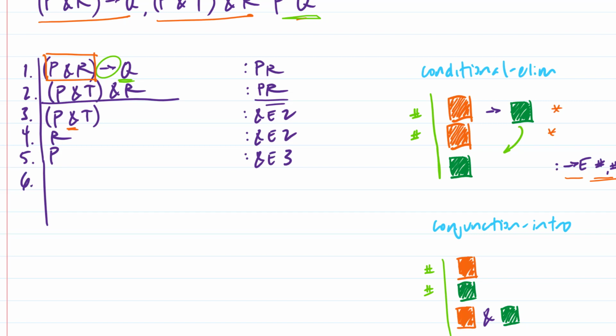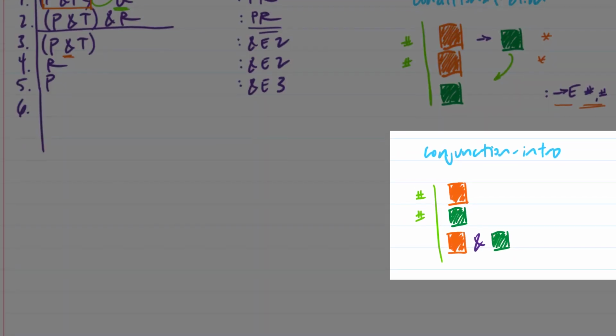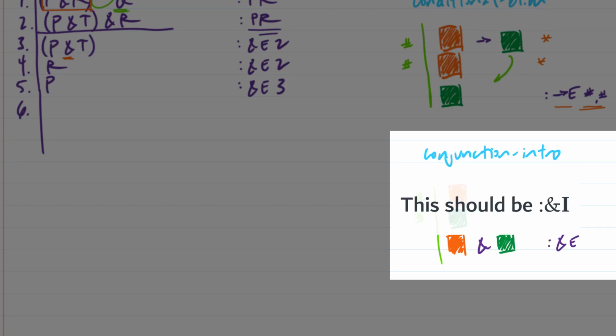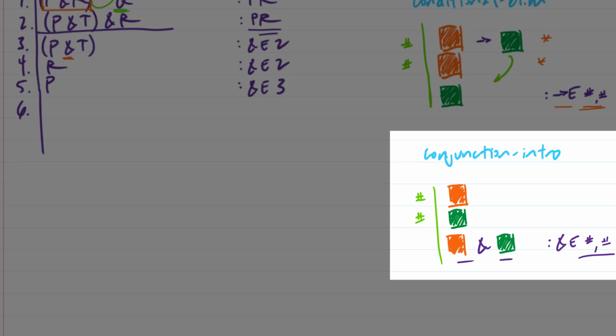Now that we have R on line 4 and P on line 5, we want to think about another rule, the conjunction introduction rule. The pattern for this rule is basically this. You have something on one line, you can repeat it, introduce an ampersand, take something on another line, and put it after the ampersand. That's conjunction intro, and we have to give both of the line numbers where the two original sentences are, and these can be in either order.